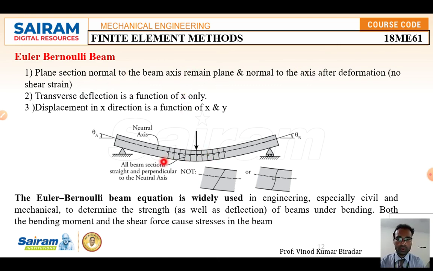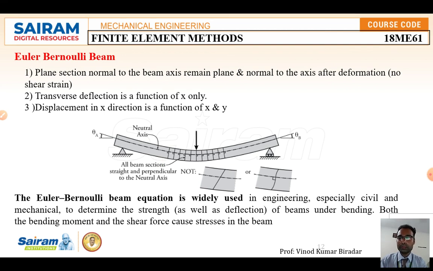Suppose before bending you consider from this point to this point on the axis, it is normal. After bending also, the distance from this point to this point remains normal. That is what the Euler-Bernoulli theory says. This is the bending, this is the neutral axis, and this one end is fixed. Look here, I mentioned that all the beam sections are straight and perpendicular to the neutral axis, before bending and after bending. That is the important point in the Euler-Bernoulli beam theory.